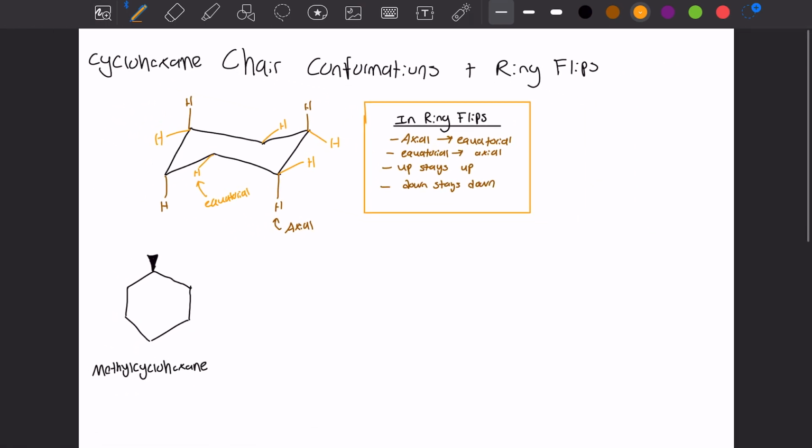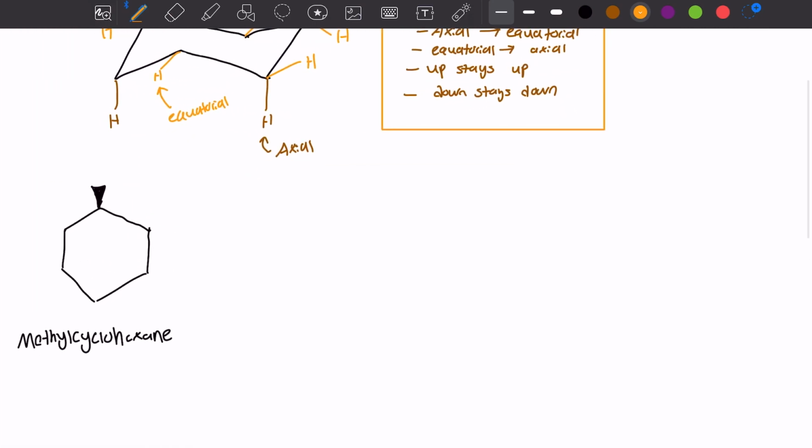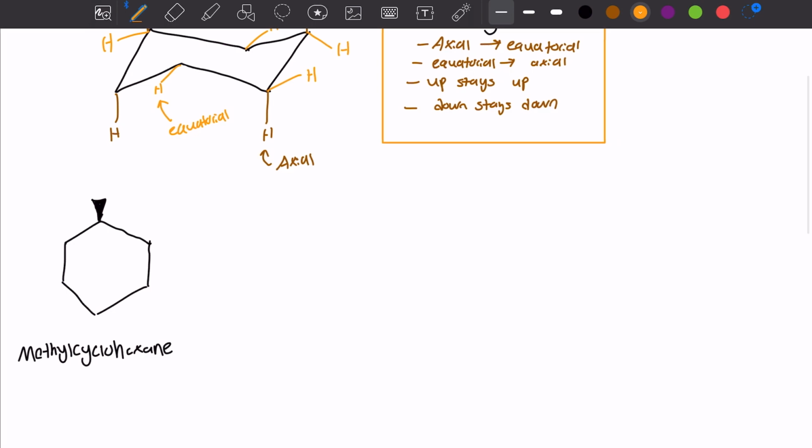On an assessment, you're not going to see anything like this. This is just a very basic idea to understand what a cyclohexane may look like. But for example, I've drawn the little skeleton structure of methylcyclohexane from the top-down view, and sometimes you're going to have to convert this into a chair conformation. So this wedge coming out is your methyl group.